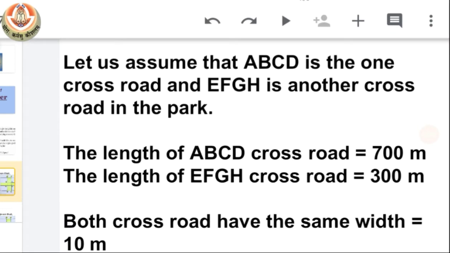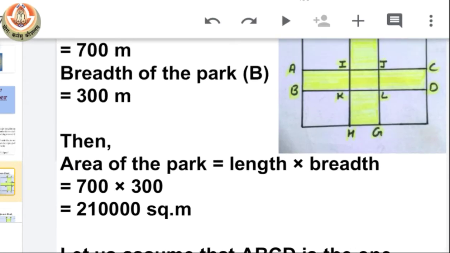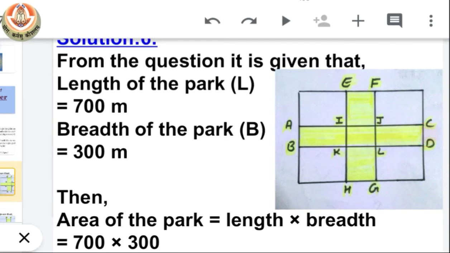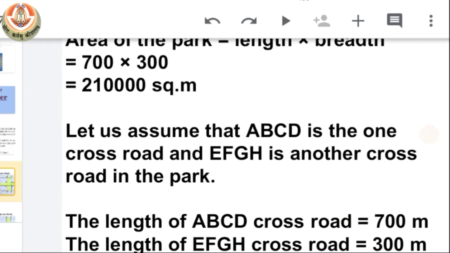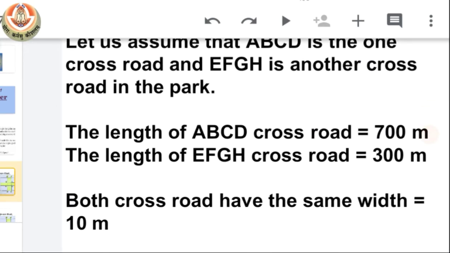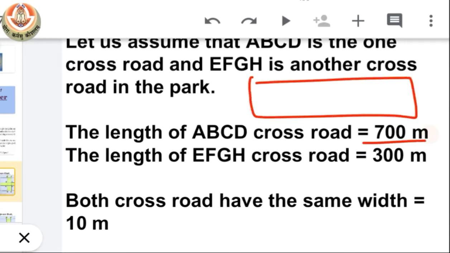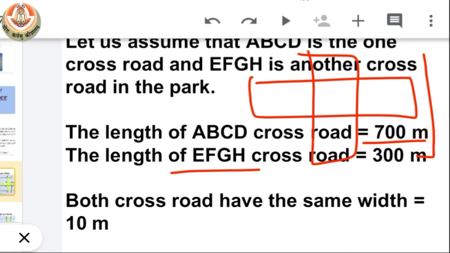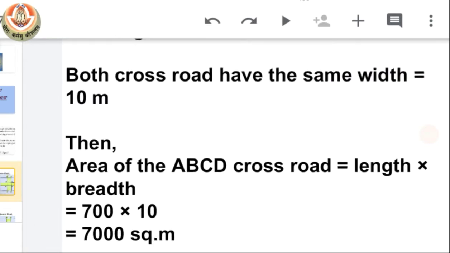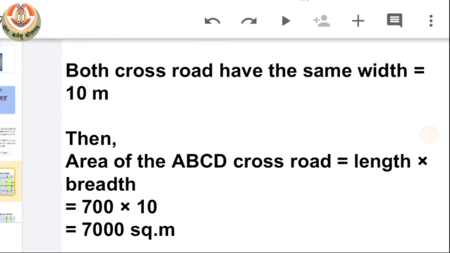Now let us assume that ABCD is the one crossroad and EFGH is the another crossroad. You can see in the figure, ABCD is one road and EFGH is another road. Now the length of ABCD crossroad is 700 meter, as we all know that the length of ABCD is same as the length of rectangular field, and length of EFGH is the breadth of the field, that is 300 meter. Now both crossroads have the same width, which is 10 meter.